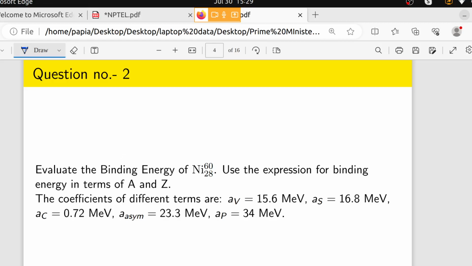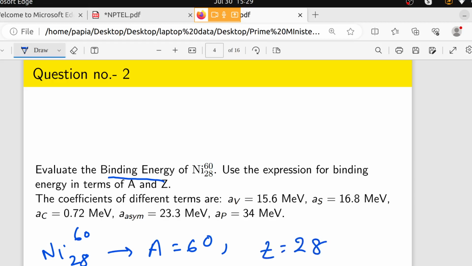The question is to evaluate the binding energy, the same term, but calculated with a different expression. I will tell you which expression will be used here, but let me first introduce the question. Evaluate the binding energy of nickel 28, 60. So as usual I can write quickly that A equals 60, Z equals 28, and N equals A minus Z, that means 60 minus 28, which is 32. So I already have this information with the help of the notation nickel 28, 60.